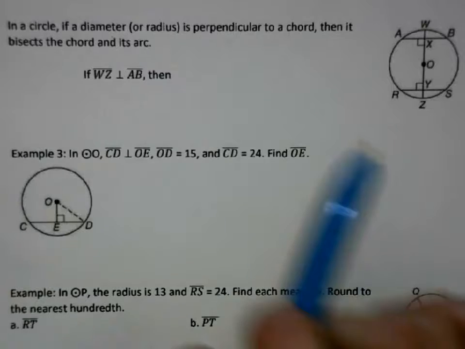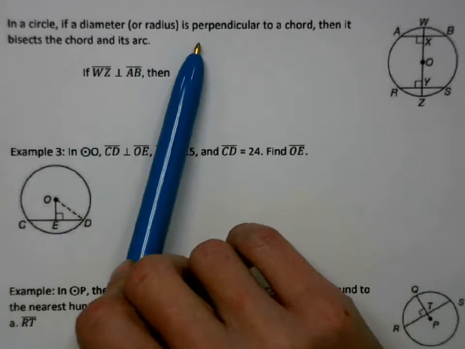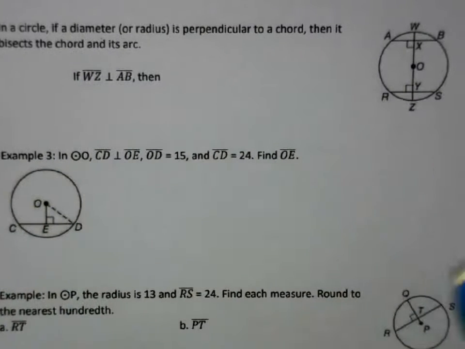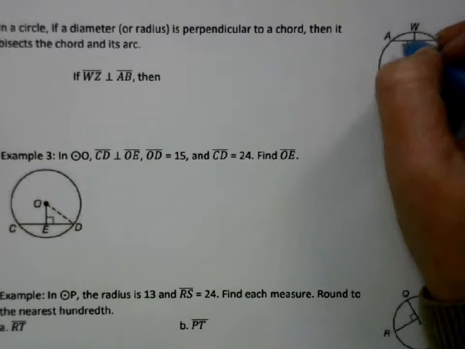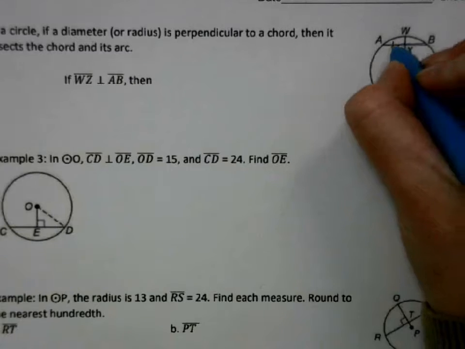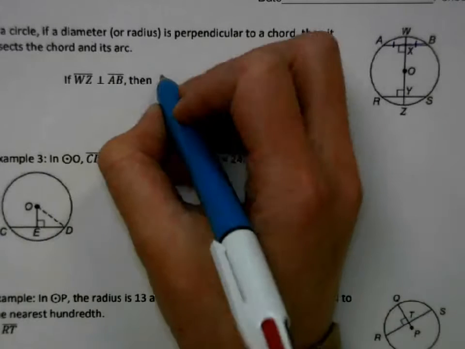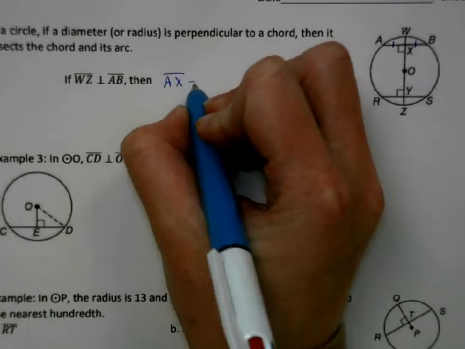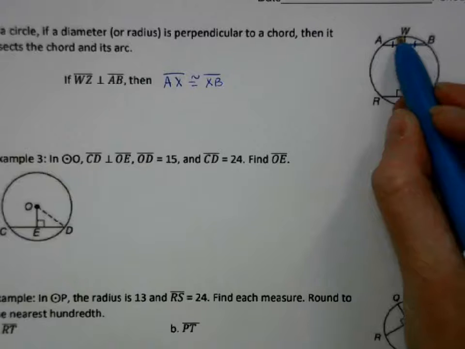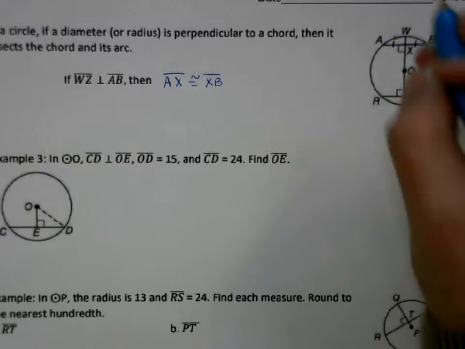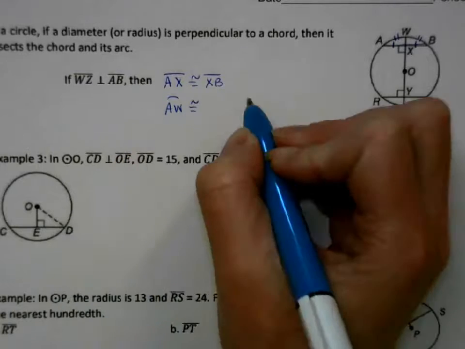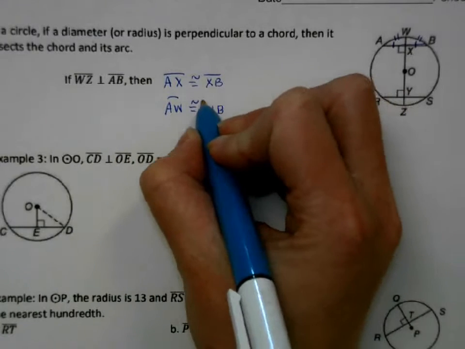The next concept: in a circle, if the diameter or radius is perpendicular to a chord, then it bisects the chord and its arc. So in this picture, if WZ is perpendicular to AB, then two things are true. The two segments created are congruent, so AX is congruent to XB, this segment and this segment. The arcs are also congruent. So arc AW is congruent to arc WB.